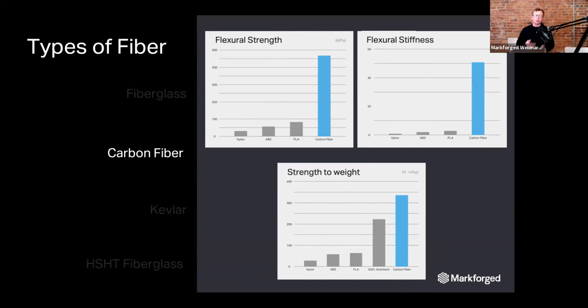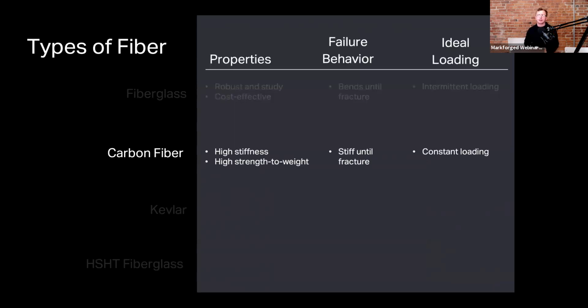So carbon fiber is really where you want that high strength and low deflection. Generally, it can be used as a substitute for aluminum parts, as I said. It has the best strength to weight ratio out of any of our fibers, with a specific strength that's about 50% higher than that of 6061 aluminum. To sum it up, it's our stiffest fiber with the highest strength to weight. How it fails is it basically stays stiff until it fractures, which happens usually abruptly.